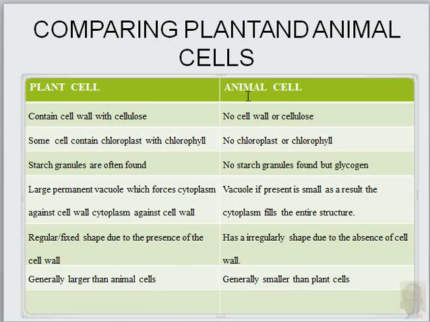Right, but when we go to the animal cell now, it has an irregular shape, and we say irregular because it varies, and the fact that there is no cell wall means that it doesn't really have anything to restrain it in a fixed position. Generally, the animal cells are smaller than the plant cells. Right, so generally larger for plant cells and generally smaller for animal cells.